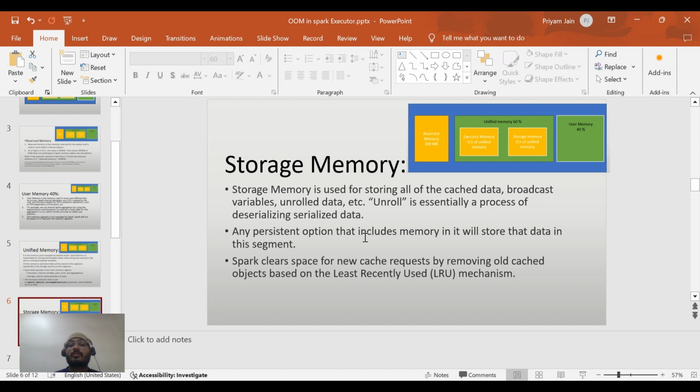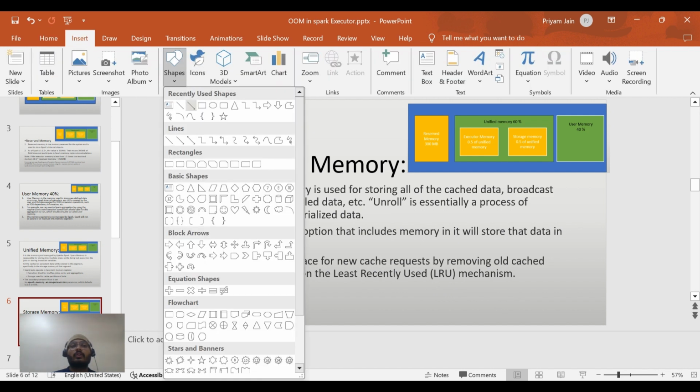Then any persistence option that includes memory will also store in this segment. Persist has five storage level options, some like memory and disk, memory only, disk only. So if we have the memory and disk option, then some part will be stored in the storage memory of this unified memory section. Then Spark clears space for a new cache request by removing old cache objects on the least recently used, LRU, mechanism.